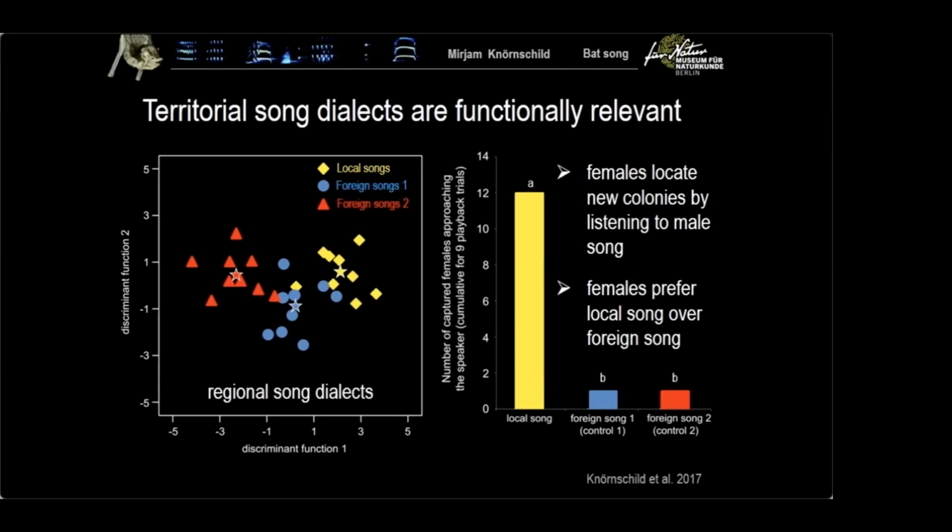We can say that females actually can locate new colonies simply by listening to male song. So male song can be like an acoustic beacon, lighting the way, so to speak, for females to find new colonies. And we can also say that, yes, females strongly prefer local song over foreign song. And if you think one step further, that means that song dialect borders can constitute dispersal barriers that hinder gene flow between populations. And that's something that we are currently working on.